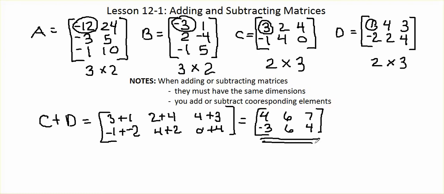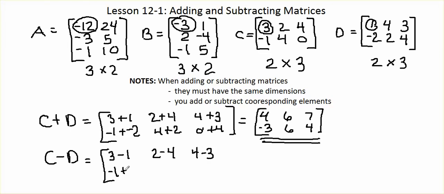How do you subtract matrices? You do the same thing, except instead of adding corresponding elements, you will subtract corresponding elements. So to find out what C minus D is, you would take corresponding elements and subtract them. C minus the element in D. So instead of 3 plus 1, it's 3 minus 1. 2 minus 4. 4 minus 3. You must be careful about the order. You must take the element from matrix C and subtract from it the element from matrix D.